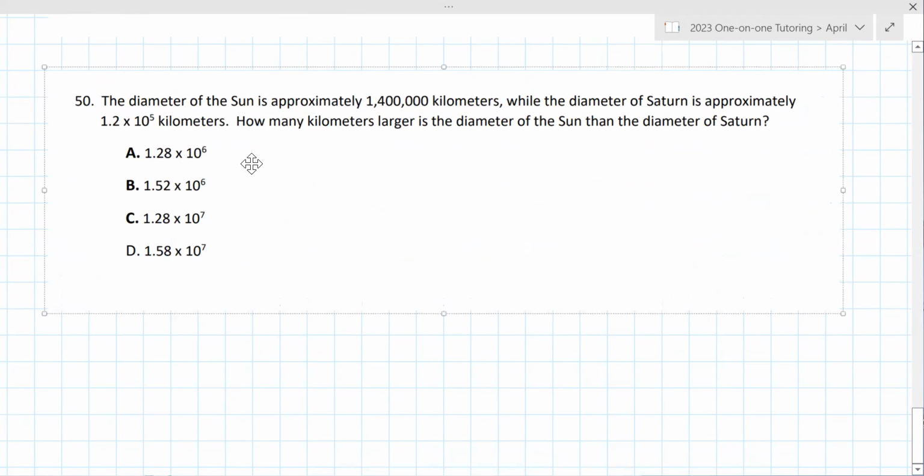The diameter of the sun is approximately 1,400,000 kilometers, while the diameter of Saturn is approximately 1.2 times 10 to the 5th kilometers. How many kilometers larger is the diameter of the sun than the diameter of Saturn?